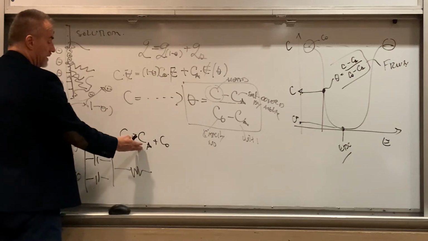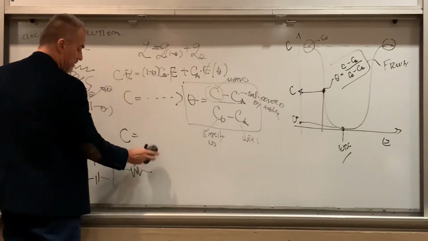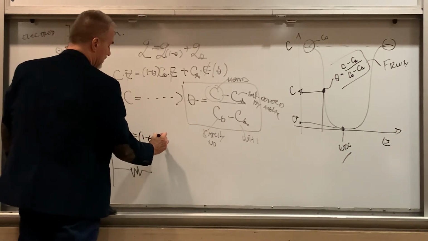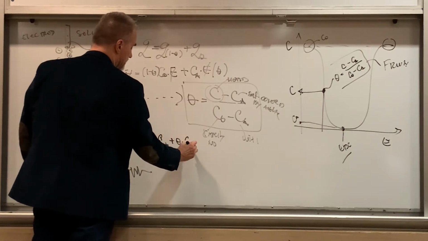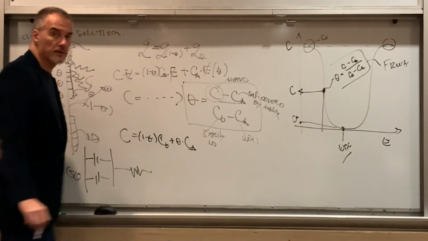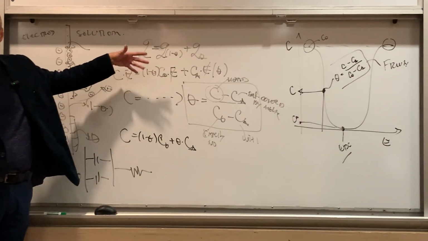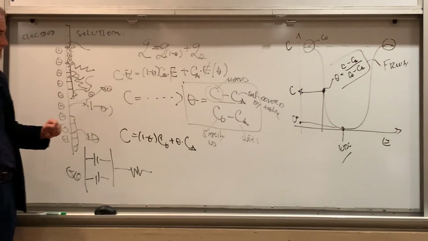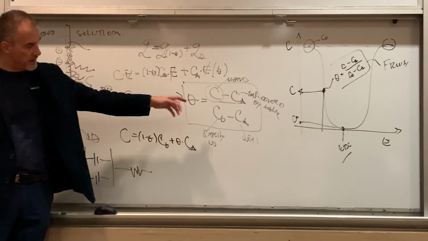Now, if we normalize per unit area, then it will be (1 minus theta) C naught plus theta times C A, okay? It's the same kind of thing that comes from going through the charge, but I just use the formula for capacitors combination, right? And so from this, you can always end up having this.